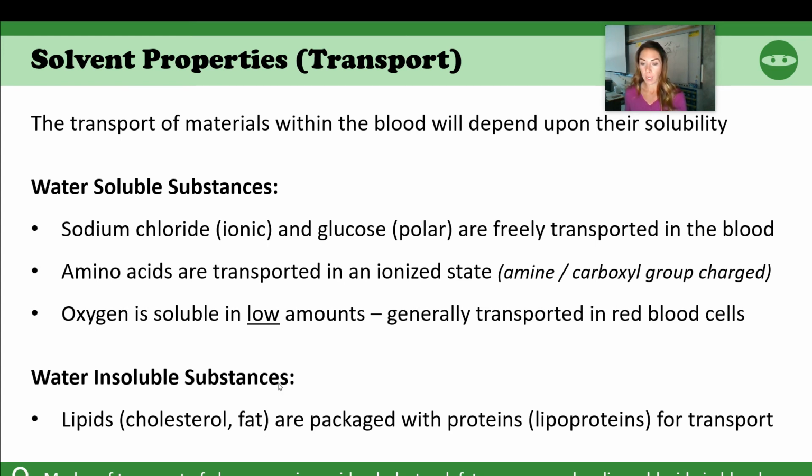Some things they can't move: lipids, cholesterols and fats we just talked about, which are packaged with proteins for transport. These things are insoluble. That's why they're packaged with proteins for transport. So my lipids, cholesterol, and fat are packaged with proteins so that they can actually move around, because these two things, cholesterol and fat, are insoluble. They're not going to dissolve and move around in my blood.